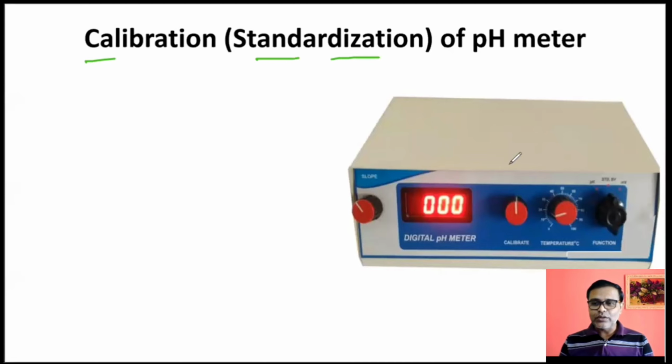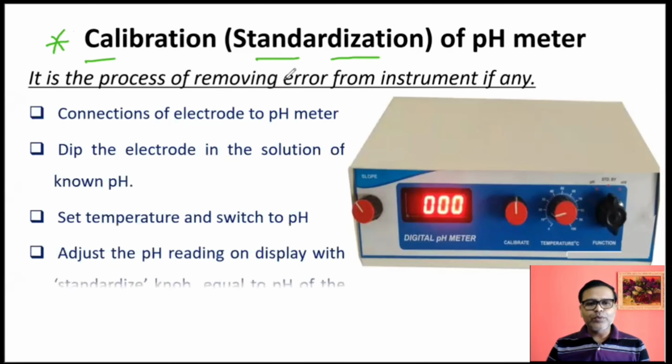Whether it is zero or not. If it is not zero, you make it zero, right? So that process is called as standardization. It means if there is any error in the instrument, that can be identified and that can be removed. So that's why it is necessary to standardize this instrument. So the procedure for standardization or calibration of instrument or pH meter is the process of removing error from the instrument, if any.